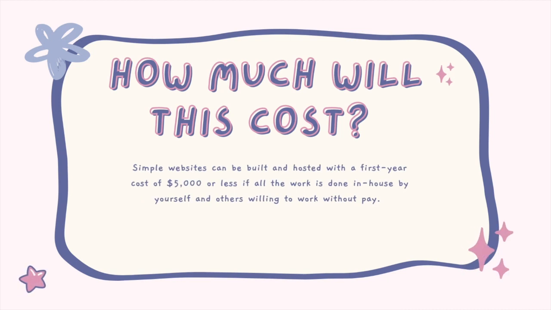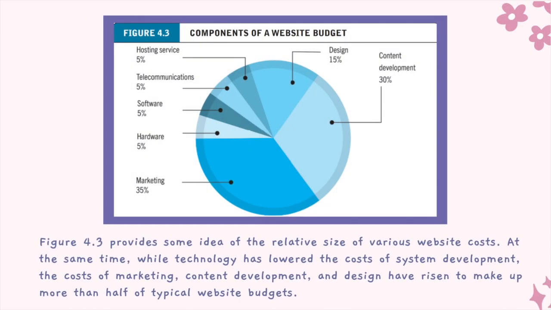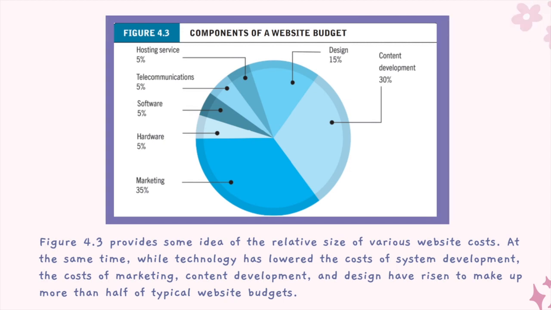How much will it cost? How much you spend on a website, for instance, depends on what you want it to do. A simple website can be built and hosted with a first-year cost of $5,000 or less if all the work is done in-house by yourself and others willing to work without pay. A more reasonable budget for a small startup might be $10,000 to $25,000.